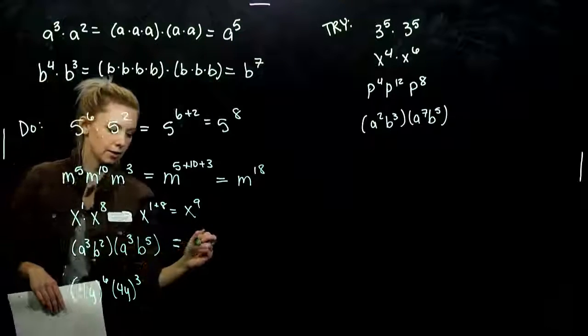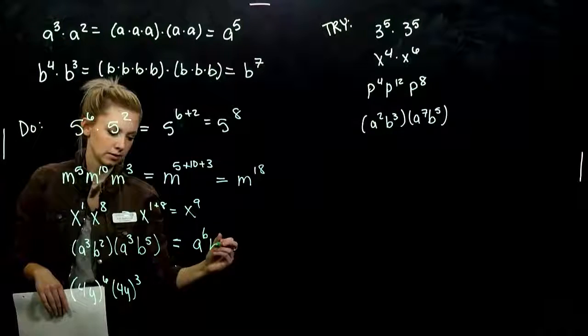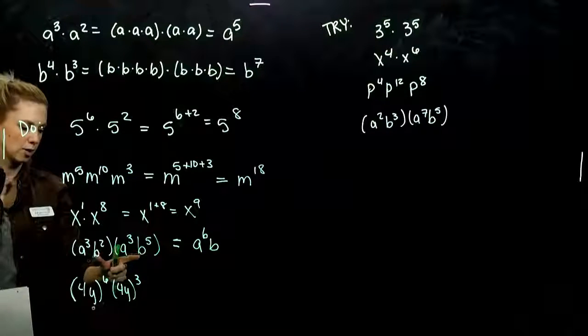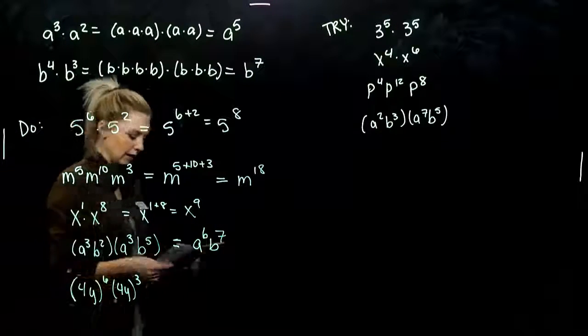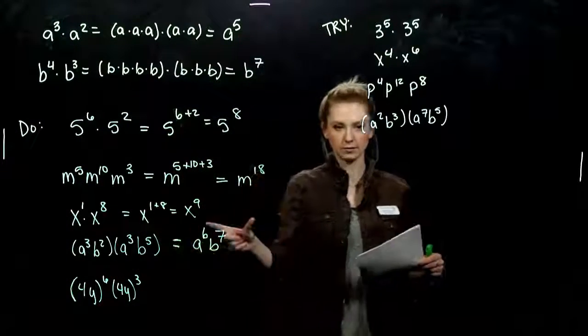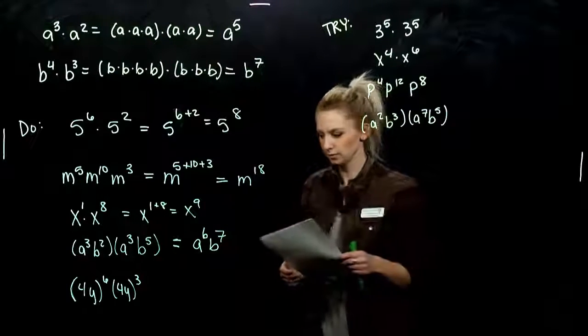So all together, how many factors of A do I have? 3 plus 3 gives me 6. And B, how many factors of B do I have? 5 plus 2, 7. And again, if you weren't sure, write out every single multiplication like we did in the beginning. Count the number of terms.